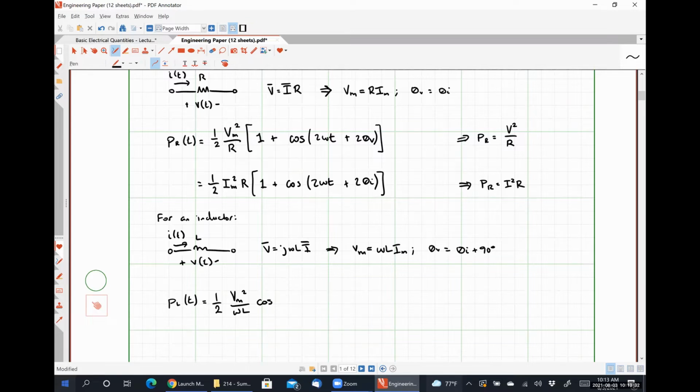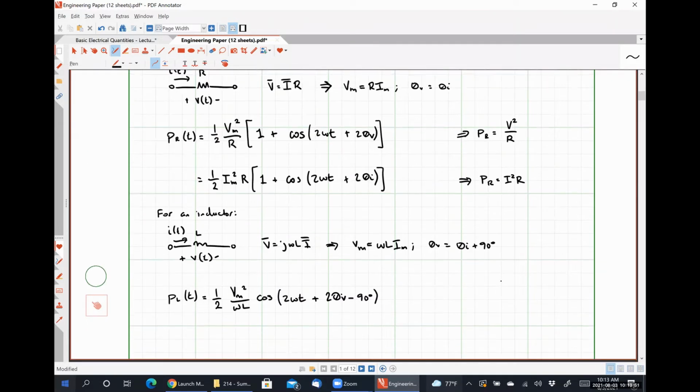And then we're going to have cosine twice omega t plus twice theta V minus 90 degrees. And similarly, expressed in terms of only the current quantities, we'll have Im squared times omega L cosine twice omega t plus twice theta I plus 90 degrees.